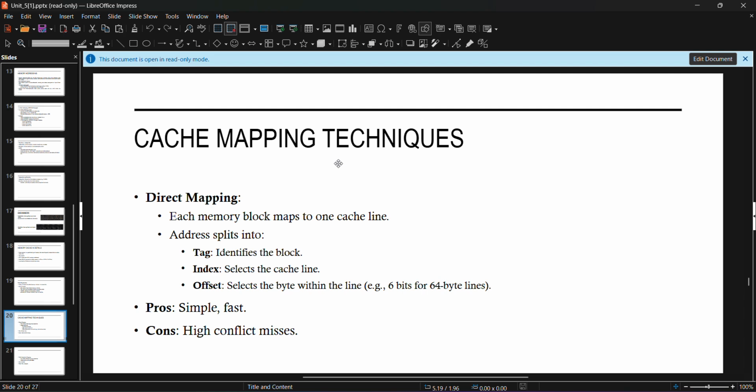Moving on to the index, the index locates a cache line in the cache. Now the cache is made up of various cache lines, and we'll get to that later. The function of the index is to locate a cache line in the cache, and the function of the offset is to locate a byte inside a cache line.